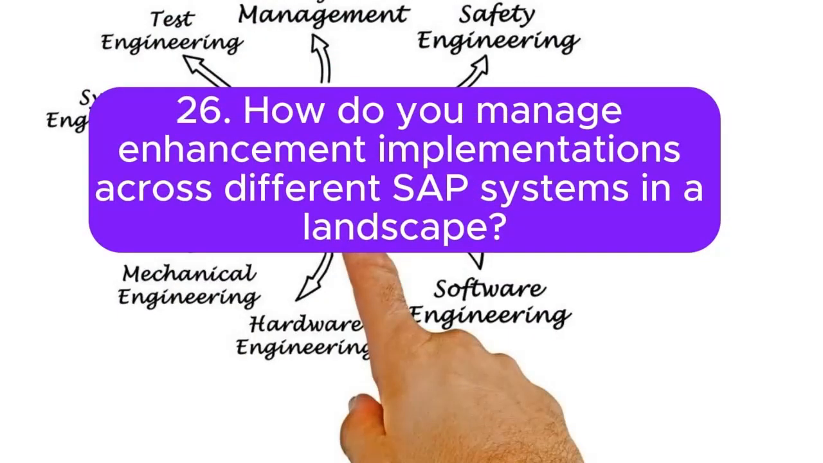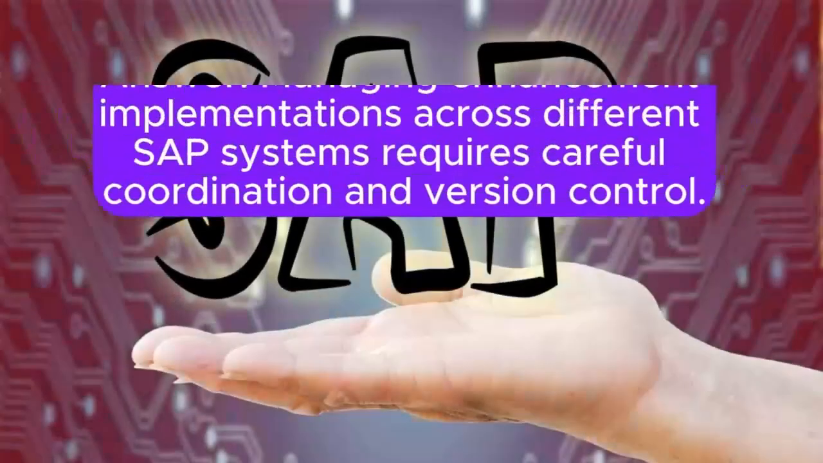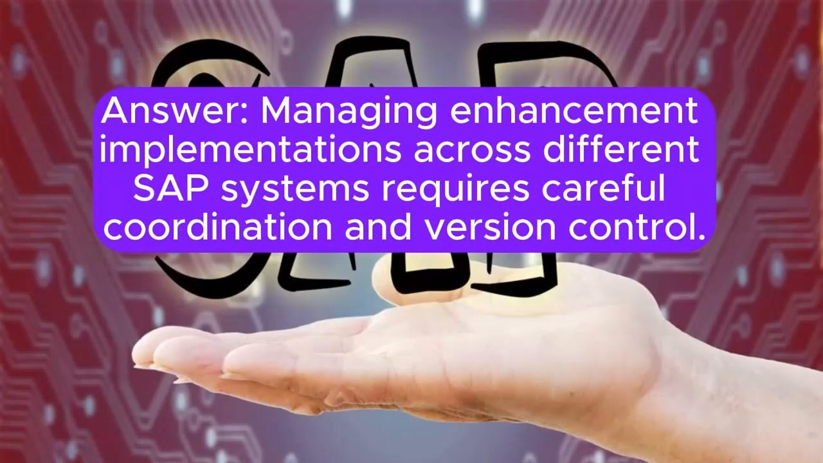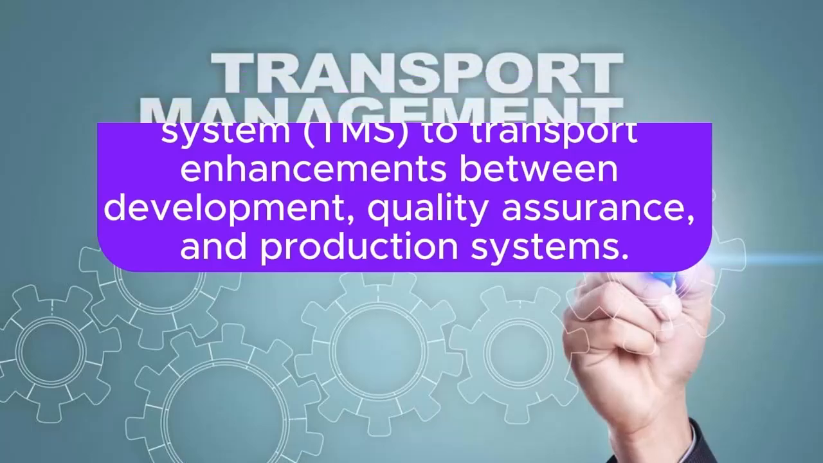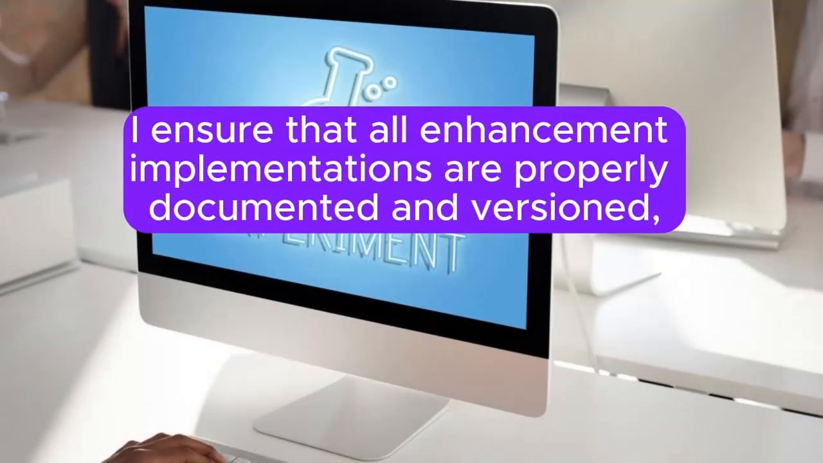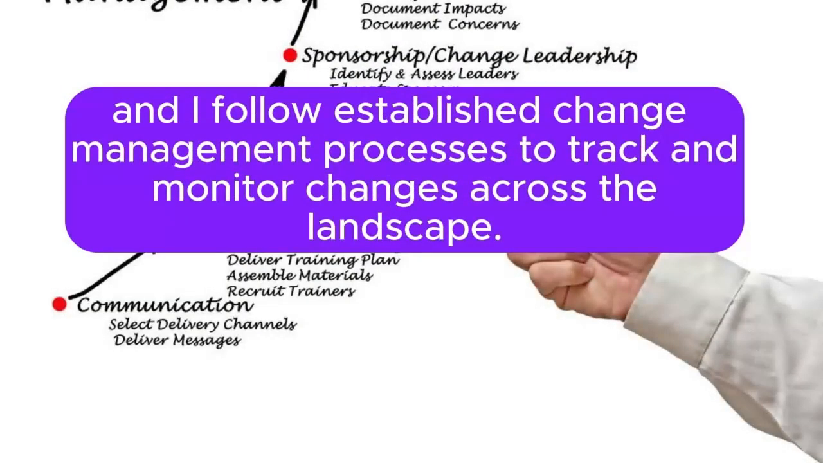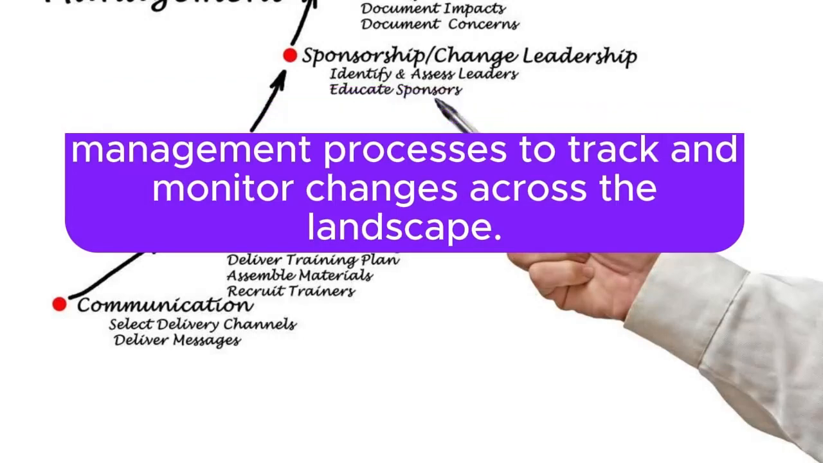26. How do you manage enhancement implementations across different SAP systems in a landscape? Answer. Managing enhancement implementations across different SAP systems requires careful coordination and version control. I use the Transport Management System (TMS) to transport enhancements between development, quality assurance, and production systems. I ensure that all enhancement implementations are properly documented and versioned, and I follow established change management processes to track and monitor changes across the landscape.